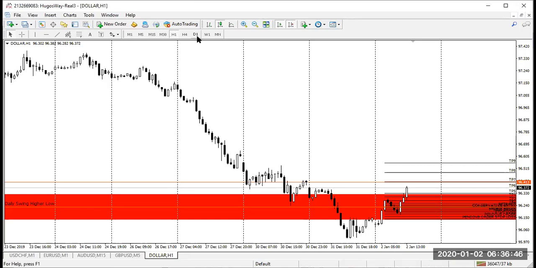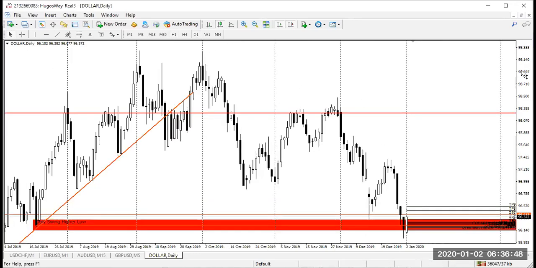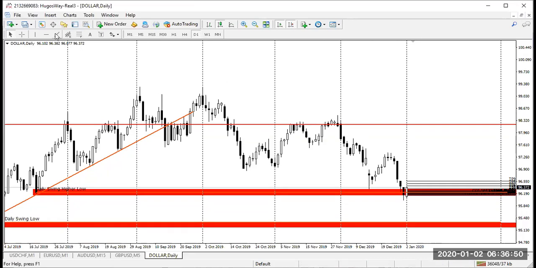So, in summary, by summer of 2020, we shall see the dollar in the ballpark range of 97.9 or higher.